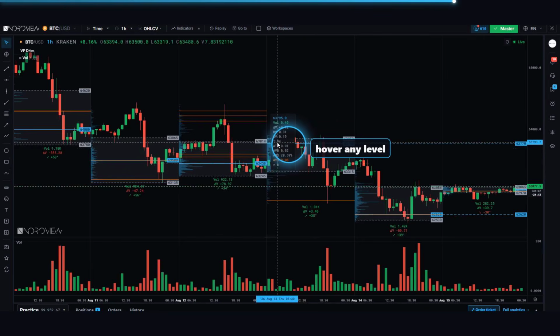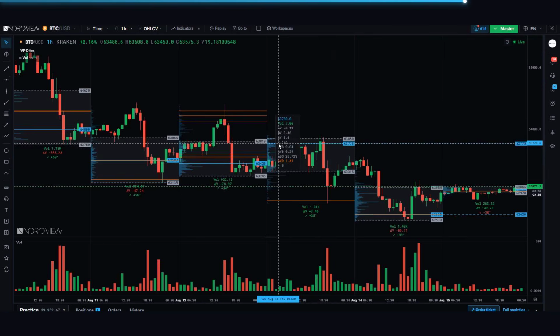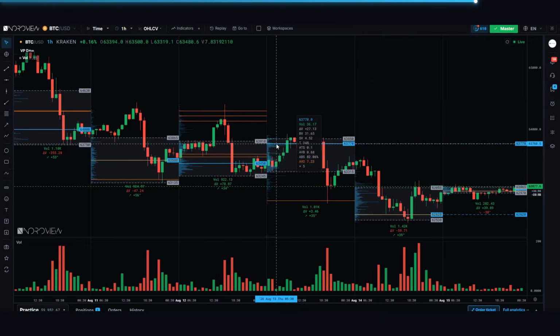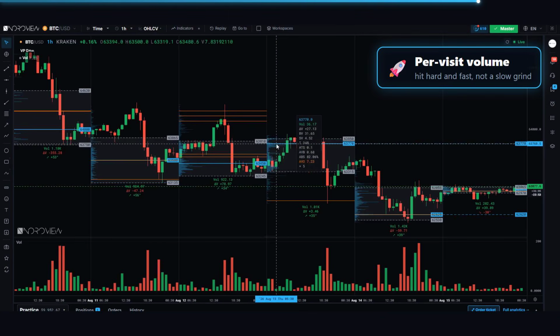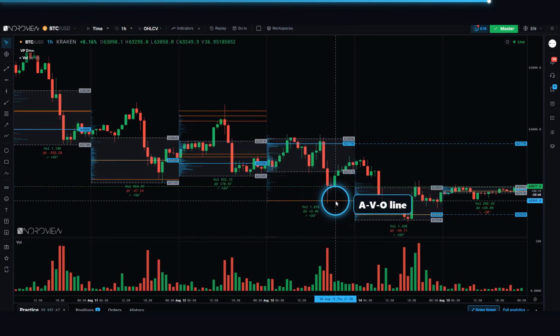And if you hover any level in the profile, Noroview opens an inspector. Total volume at that price, the delta, the buying, the selling, the trade count. And down near the bottom of that box, AVO, that is the volume at the level, divided by the number of candles that traded there. It is per visit volume. How much size went through each time price was here? A level with a high AVO got hit hard and fast, rather than slowly grinding. Noroview draws a line on the standouts so you can spot them at a glance.